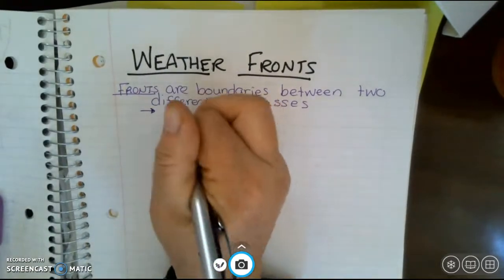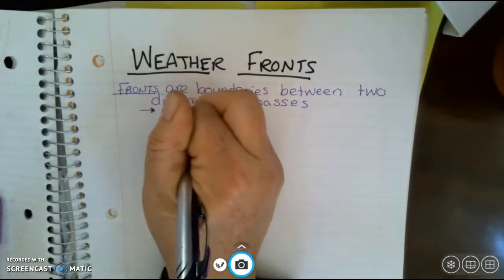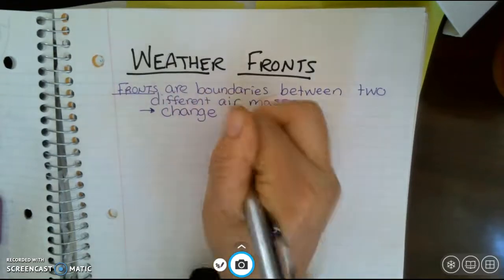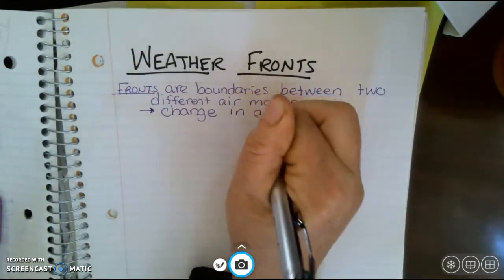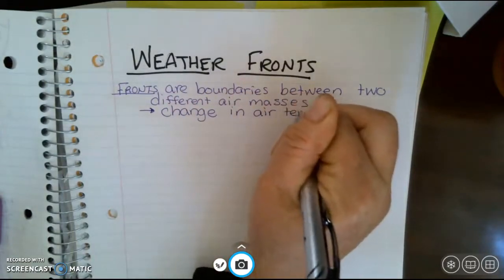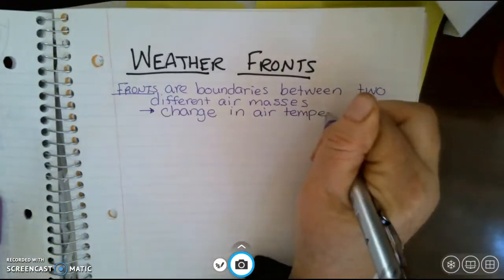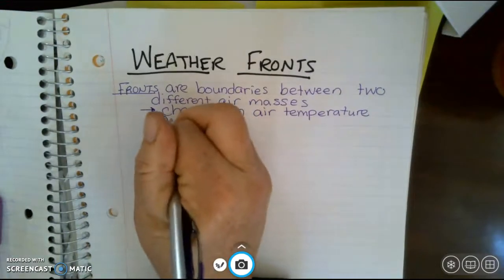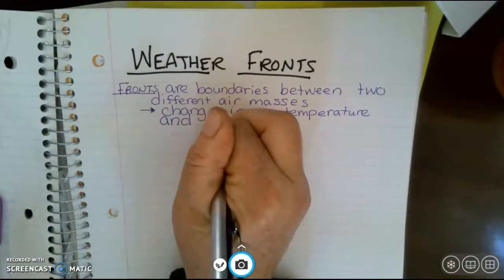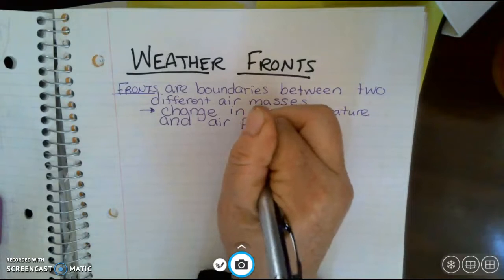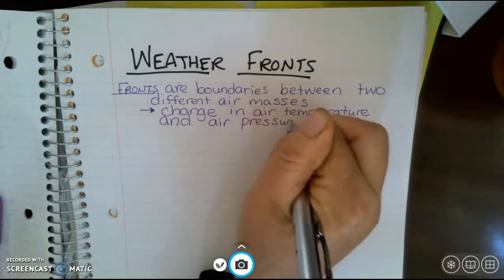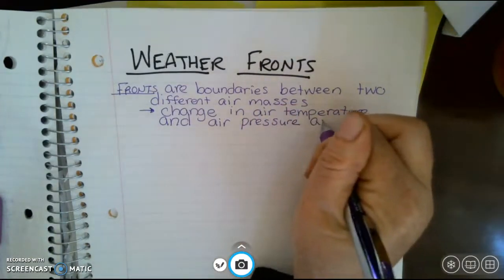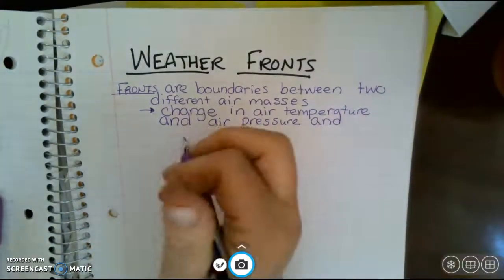Okay, so fronts bring a change in air temperature, and a change in air pressure. And they also might bring precipitation.